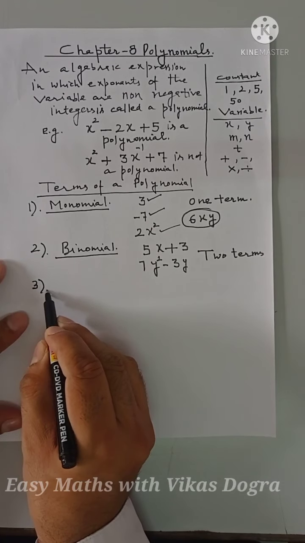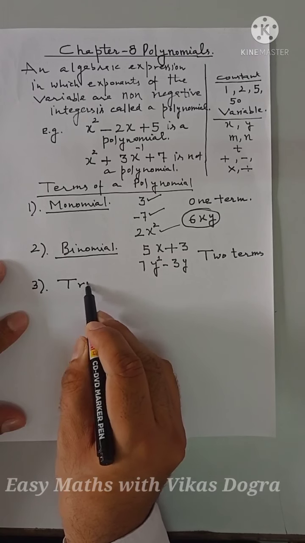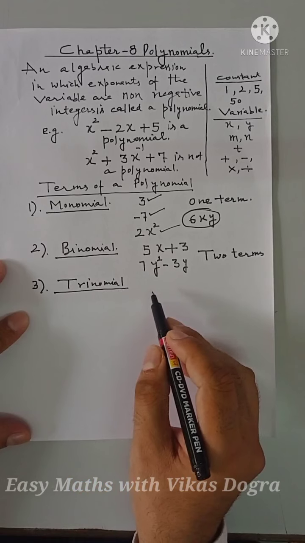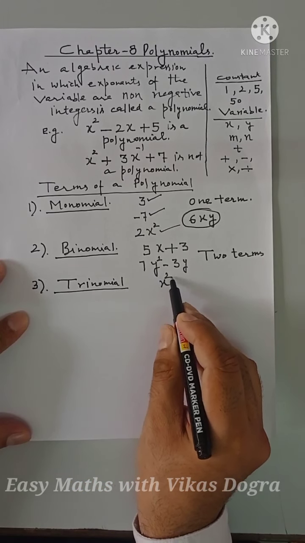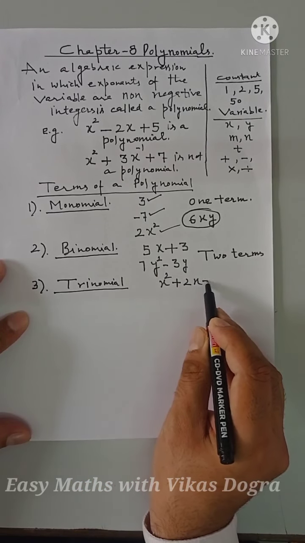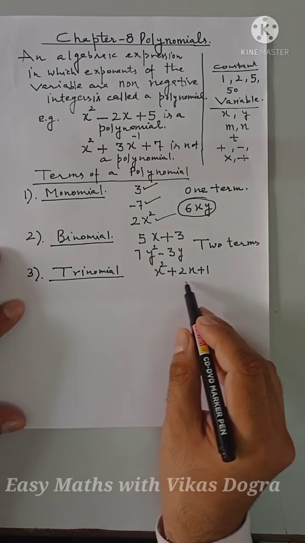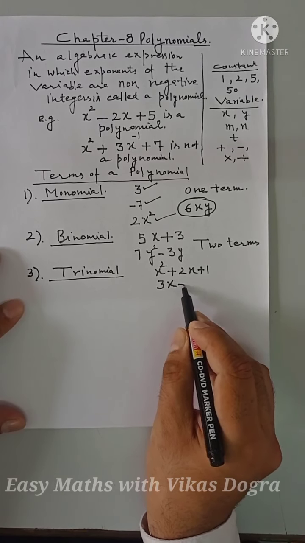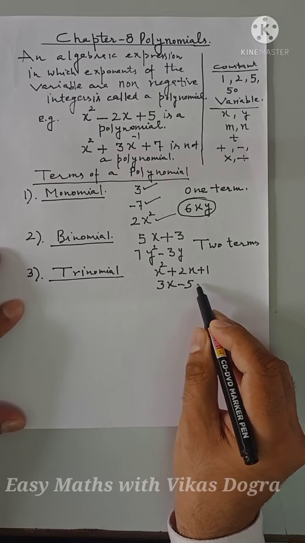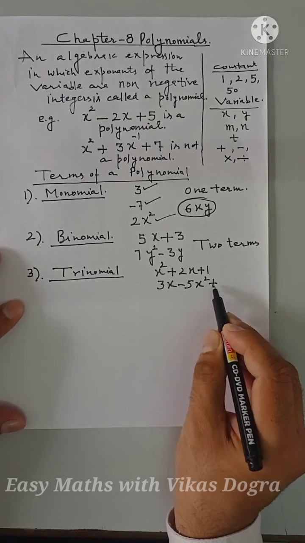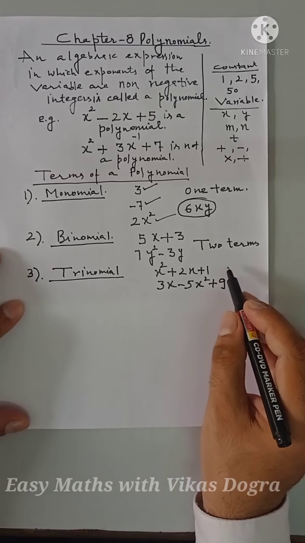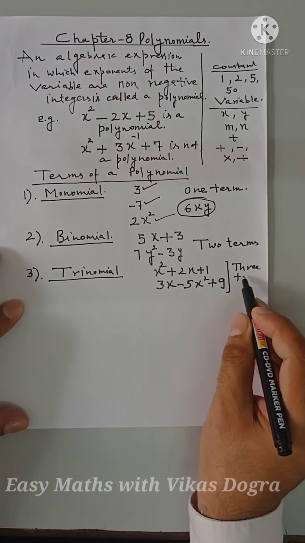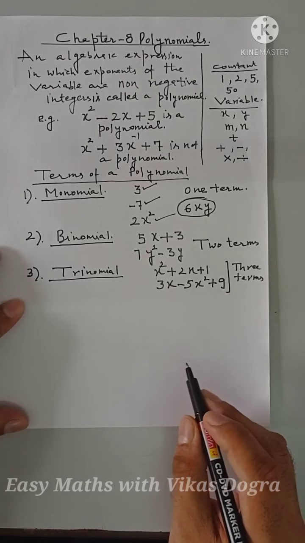Now third, trinomial. For trinomial also, first I am writing a few examples, like x square plus 2x plus 1. What do you observe? Here there are three terms. Then I am writing another example, 3x minus 5x square plus 9. Here there are also again three terms. So a polynomial having three terms is called a trinomial.